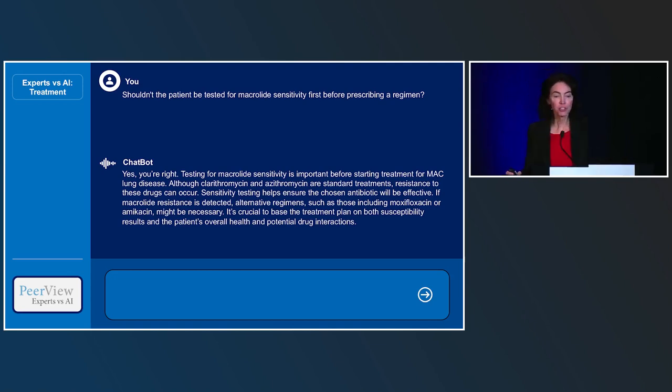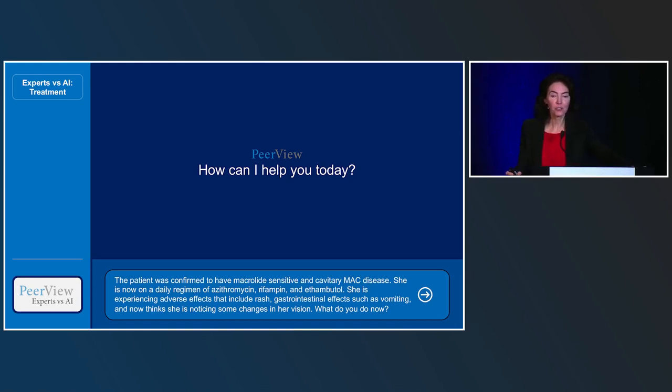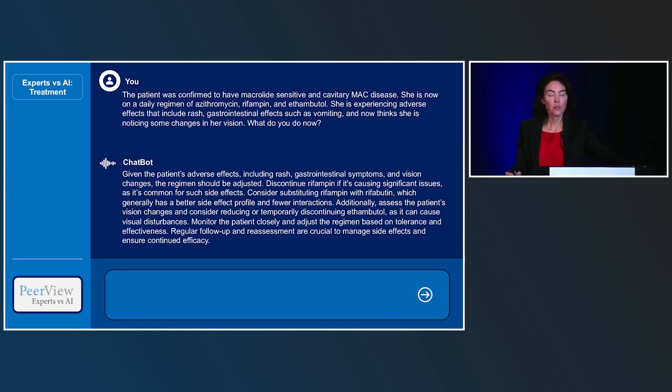receive this therapy. She's experiencing adverse events that include rash, GI events. Okay, so I think we've assessed the vision changes. We could go to the next. So our chatbot says, given the patient's adverse events, including rash, GI symptoms, and vision changes, the regimen should be adjusted. Discontinue rifampin if it's causing significant issues, as it's common for side effects. Consider substituting rifampin with rifabutin. I'm going to stop reading right here.